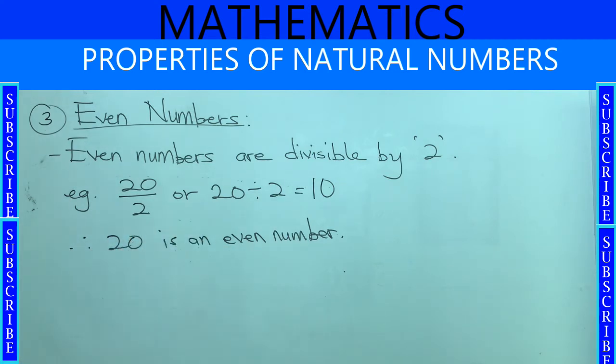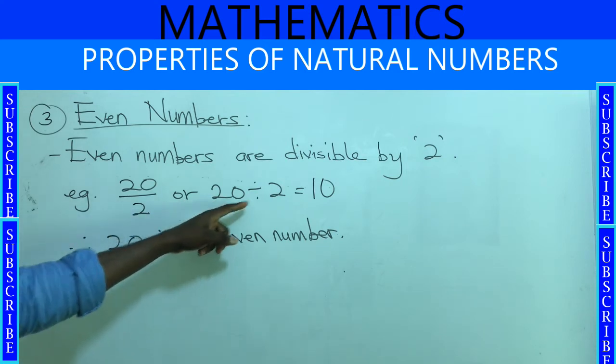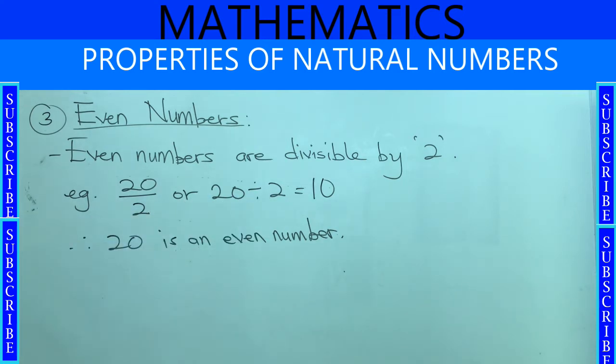Why? Because 20 was divided by 2 and we had the quotient, the answer, to be what? 10. Was there any remainder? No, there wasn't. So 20 is an even number because when you divide 20 by 2, there is no remainder. Hence, 20 is an even number. I believe I've made myself clear.